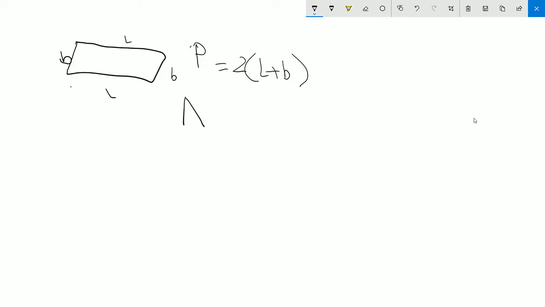But the area is different. To get the area, we need to have the height and the base. Remember that the base is the longest side, so this side looks smaller than this side. So we're going to choose L as the base, and remember that the height is a perpendicular from here. Remember that this line will be given to you. This will be the height.